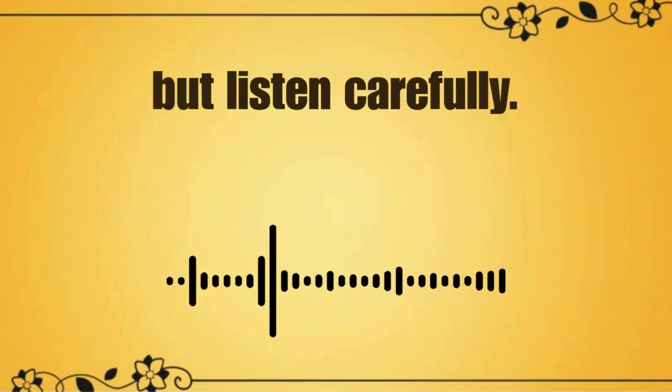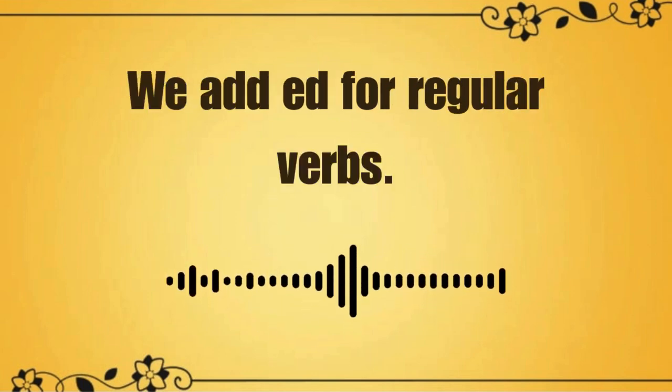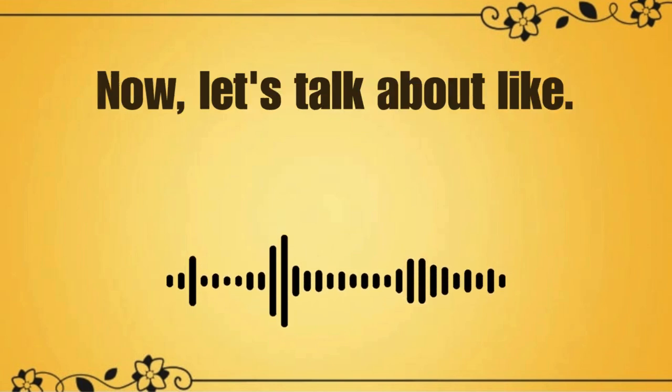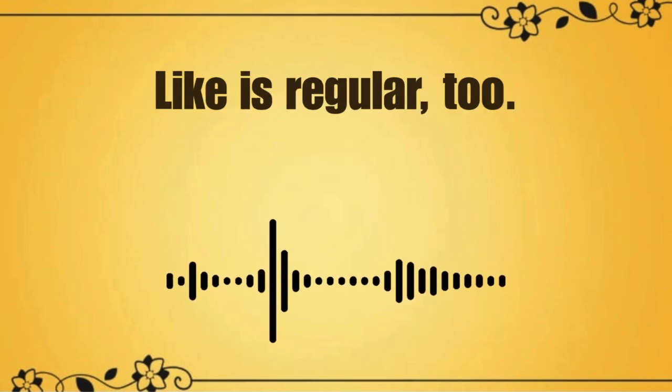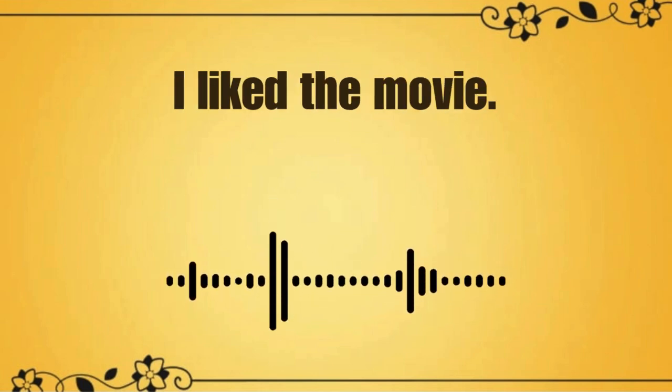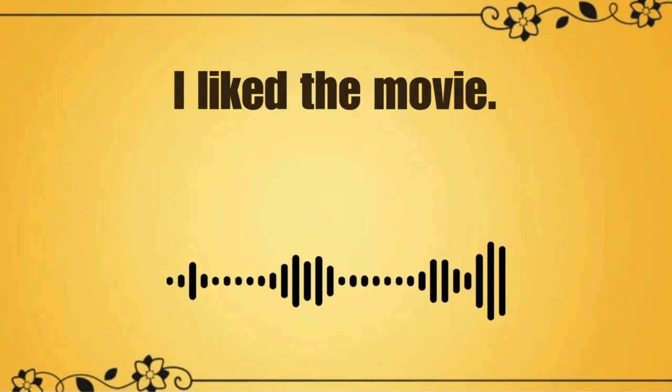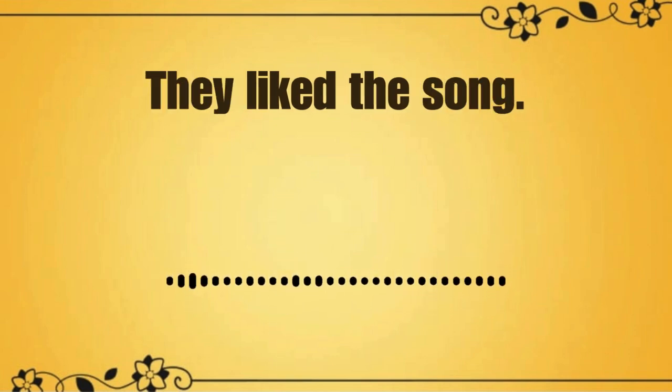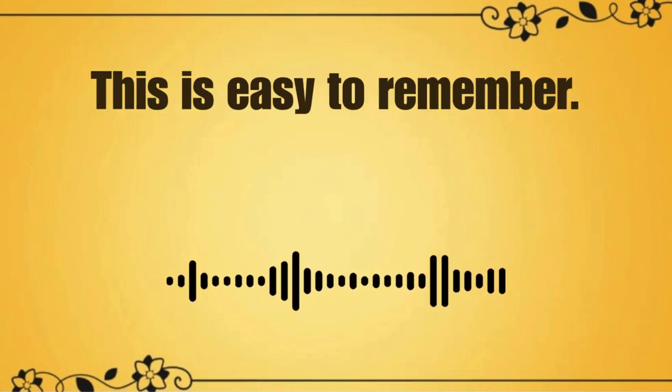It's simple, but listen carefully. We add ed for regular verbs. Now, let's talk about like. Like is regular, too. The past is liked. I liked the movie. You liked the cake. They liked the song. This is easy to remember.